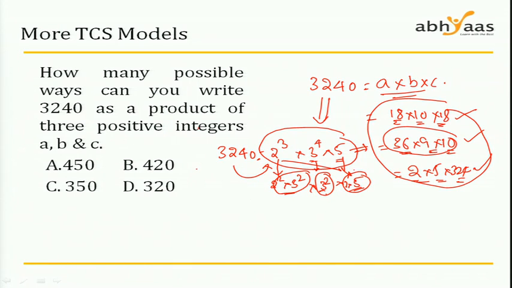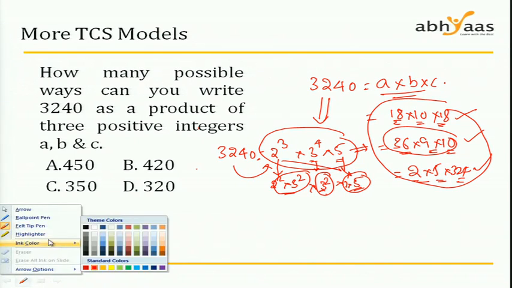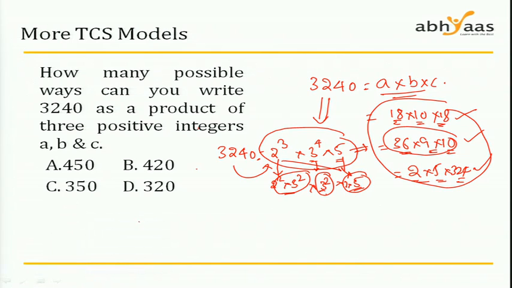So what are you doing? You are distributing 2, 3, 5: the total power of 2 cube you are distributing among 3 places, 3 power 4 you are distributing among 3 places, 5 power 1 you are distributing among 3 places. Right. So if I simplify this formula, I'll erase this and write down the standard form.